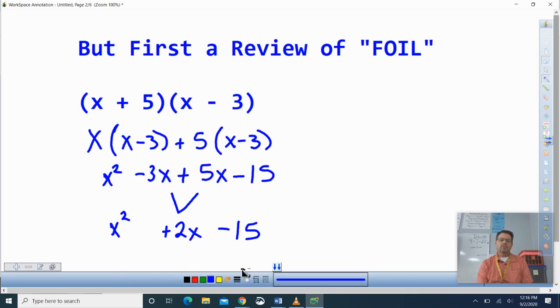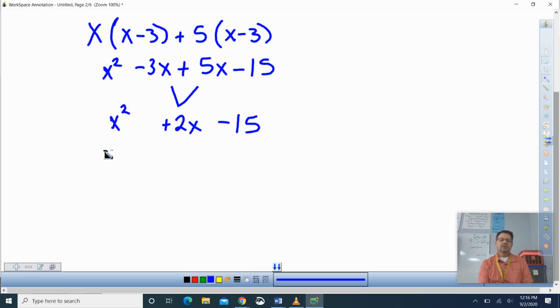So that's a trinomial, and it's in general form, and that general form would be ax squared plus bx plus c. For this one, our a is going to be 1 because there's an understood 1. Our b would be 2, and our c would be negative 15.